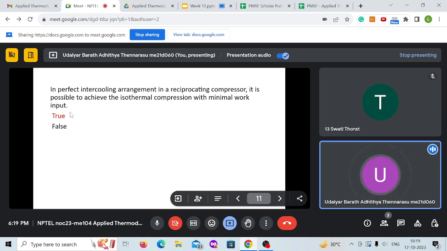That's why we normally go with a polytropic or an adiabatic process assumption, because our compressors are very fast and you have very little time for heat transfer to happen. So with multi-stage compression with intercooling, what you are trying to achieve is to go towards an isothermal process. Hence the statement is true.